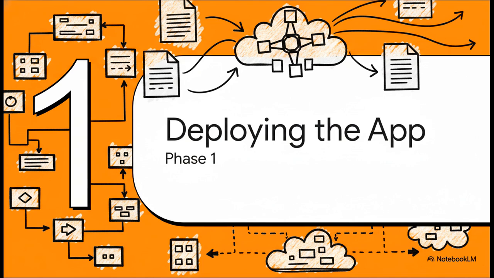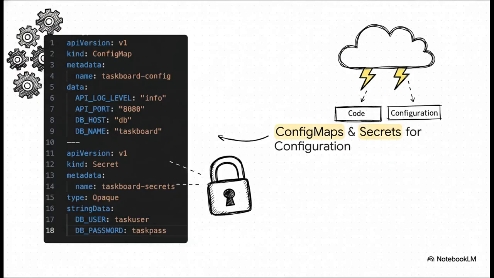Phase 1, deploying the Taskboard app. To actually get our application into Kubernetes, we have to speak its language, and that means relying on declarative YAML manifests to tell the cluster exactly what we want. Now, a true production-grade deployment cleanly separates its configuration from its code. You'll notice here we're using a ConfigMap to handle our non-sensitive settings, things like the API port and the database host, but right below it, we have a Kubernetes secret.